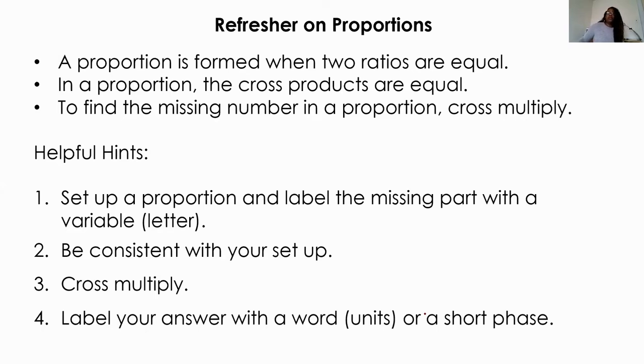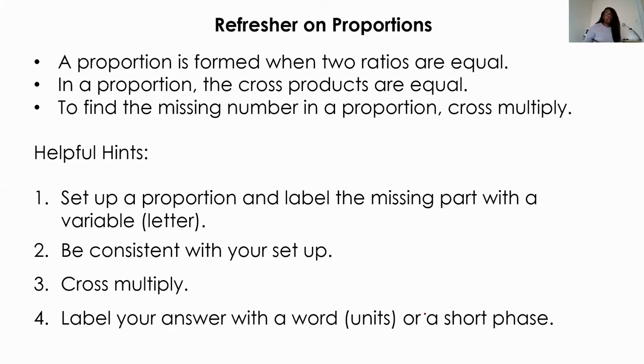So a proportion is formed when two ratios are equal. In a proportion, the cross products are equal. Okay, we did that at the beginning. So then to find the number in the proportion, we had to cross multiply. Those three items we just reviewed, we looked at last time's exit ticket.